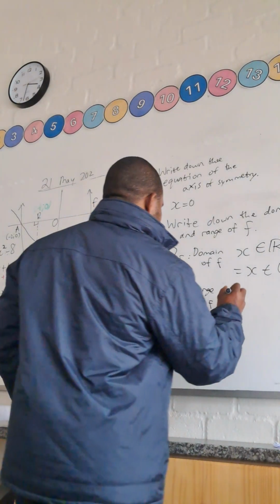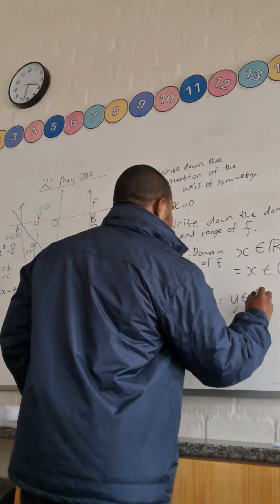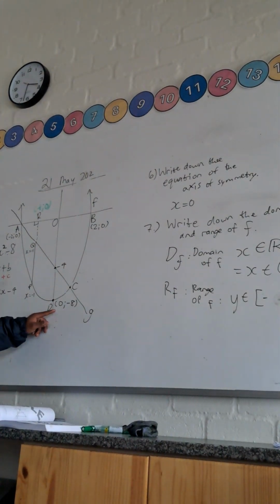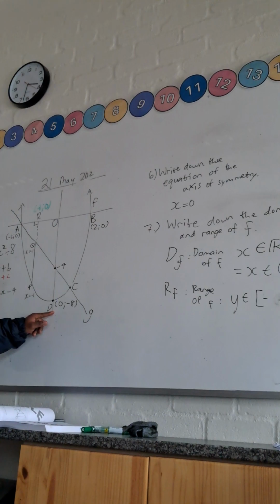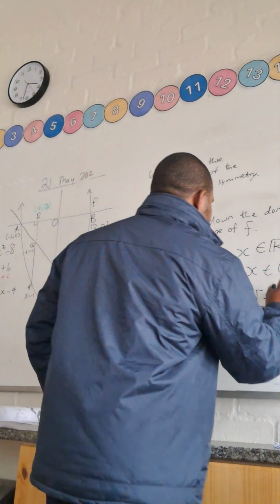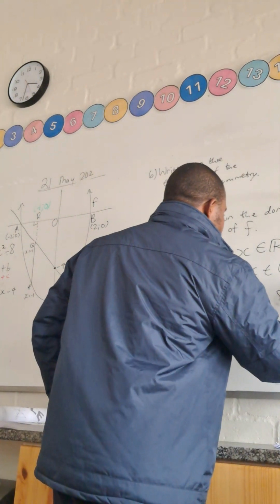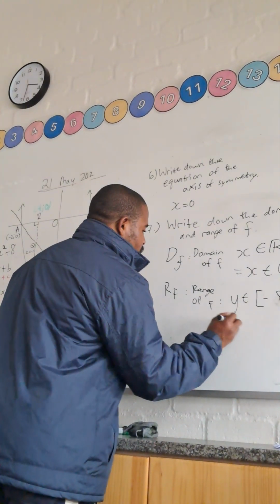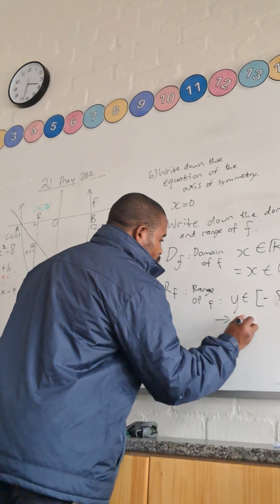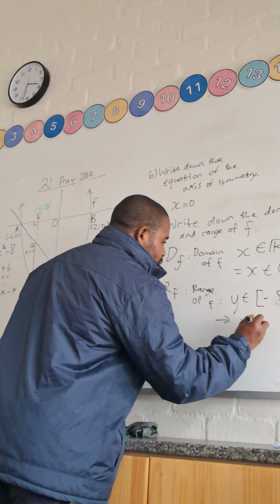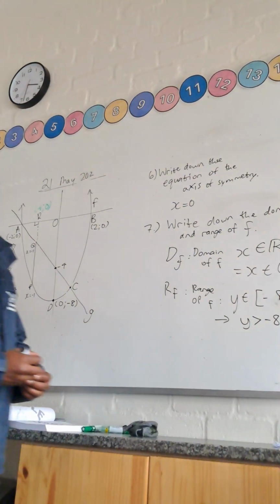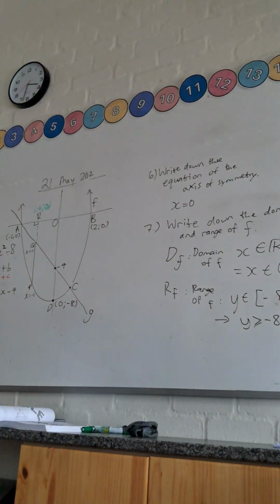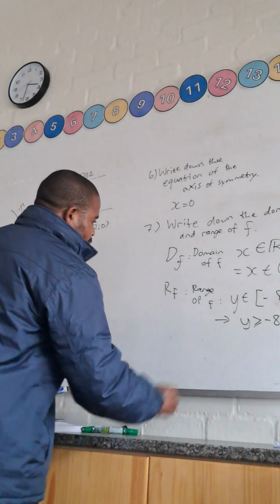So the range would be y is an element of square brackets, because it's a closed point, from -8 to infinity. There is another way of writing this. Some people may write something like y is greater than or equal to minus 8. It's the same thing. It's quicker to write.